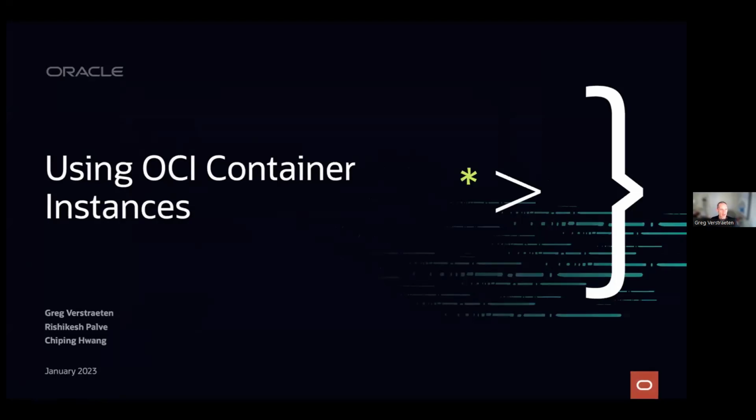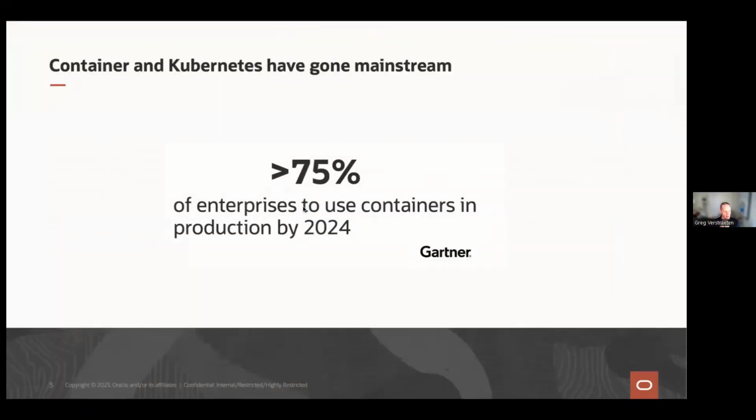So this session is about OCI container instances, a new resource to execute containers. Containers are rapidly being adopted by organizations worldwide. According to Gartner, more than 75% of enterprises will use containers in production by 2024. We used to deploy our workloads on virtual machines, but it was creating some problems. It was hard to get a consistent runtime to execute the workloads. Something tweaked and nothing would work.